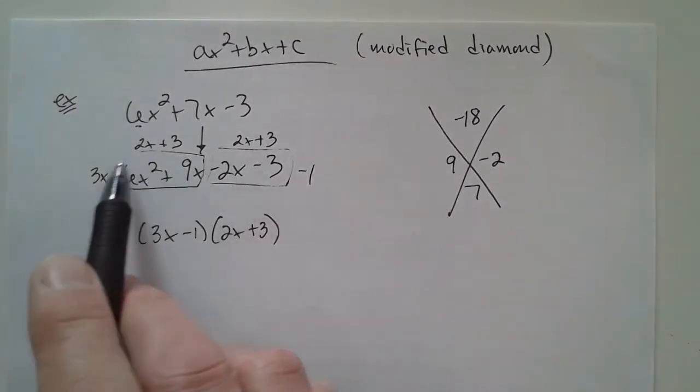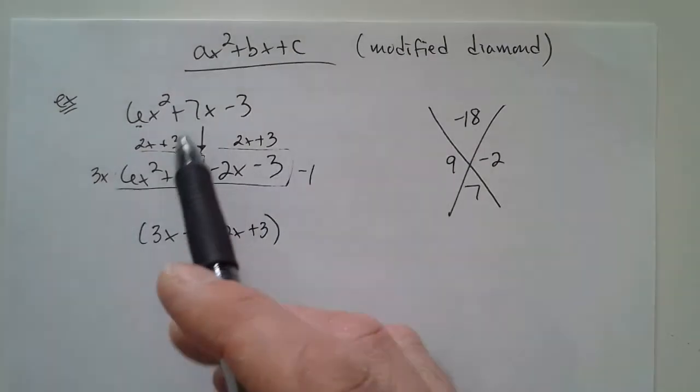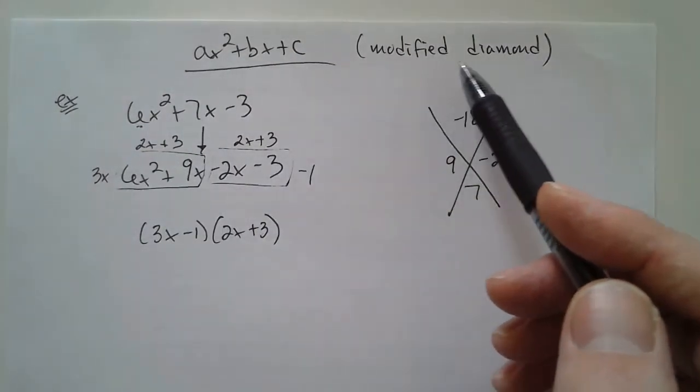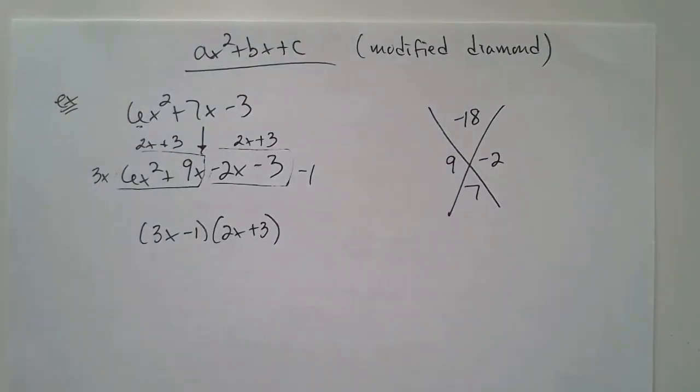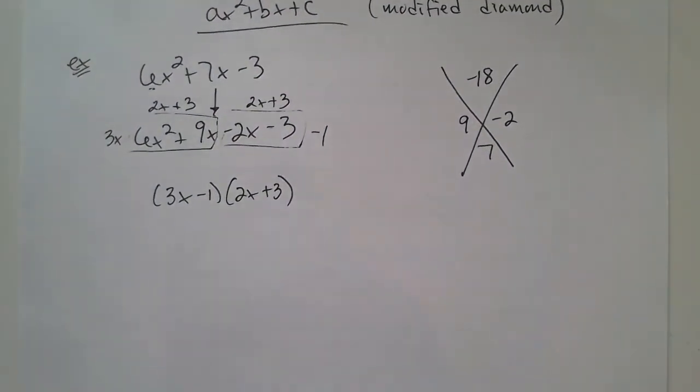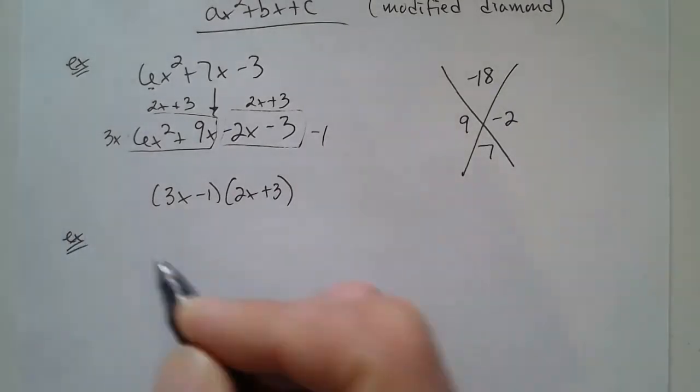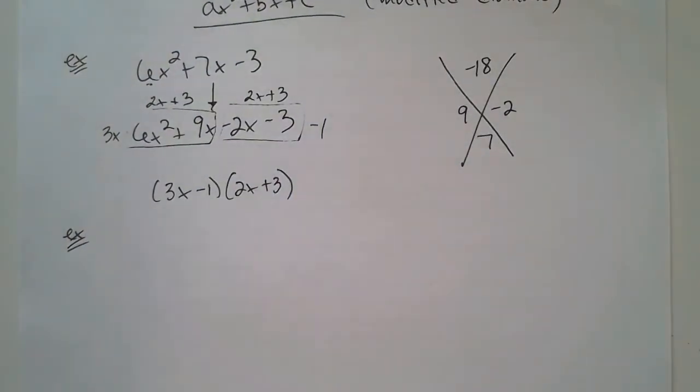Okay, so that was factoring by grouping and the modified diamond problem where there's a leading coefficient that's not 1. Maybe I'll do another example. Let me make one up here off the screen.